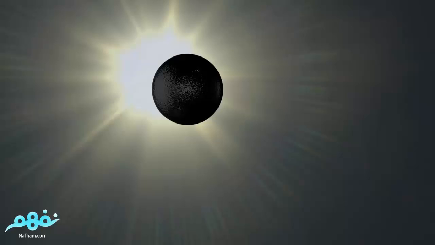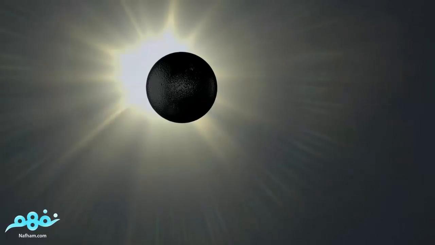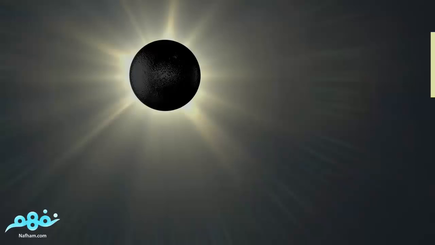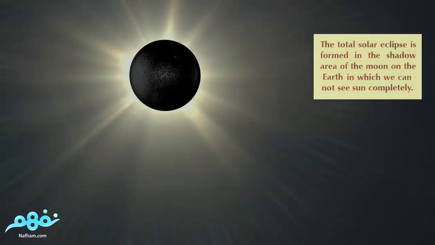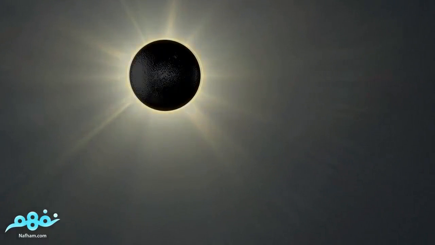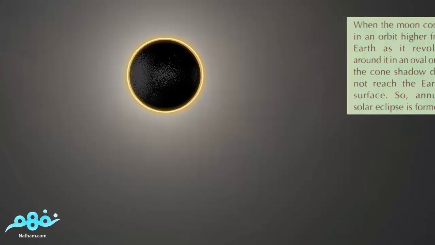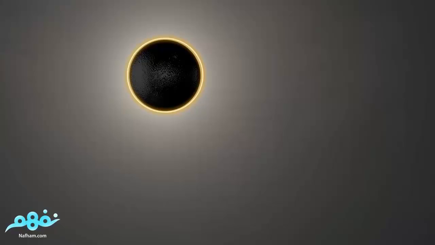So we see here in this video how those types happen. In the semi-shaded area of the moon, we can see a part of the sun, forming what is known as the partial solar eclipse. But the total solar eclipse is formed in the shadow area of the moon on the Earth, in which we cannot see the sun completely. However, when the moon is in an orbit farther from Earth as it revolves around it in an oval orbit, the cone shadow doesn't reach the Earth's surface, so an annular solar eclipse is formed, as we see here in this picture.